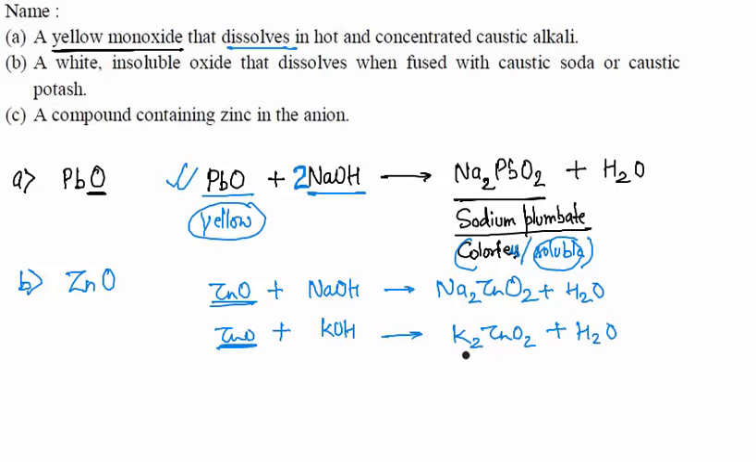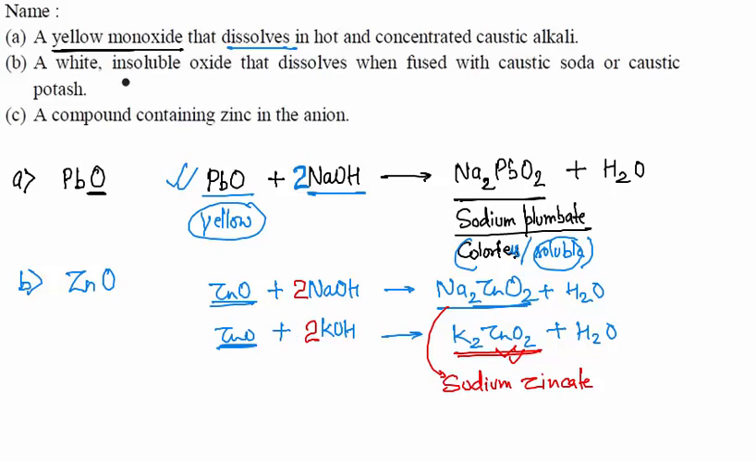This is basically your sodium zincate. You can write it here: sodium zincate. And this one is simple, you just replace sodium by potassium, so it becomes potassium zincate. And if this one is not balanced, just put 2 here and 2 here. So now I think it is balanced.